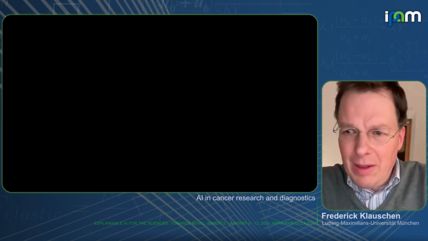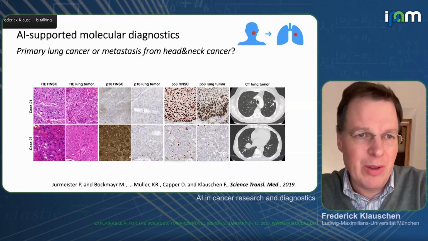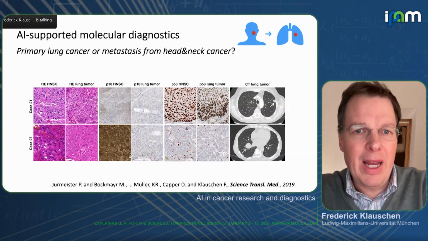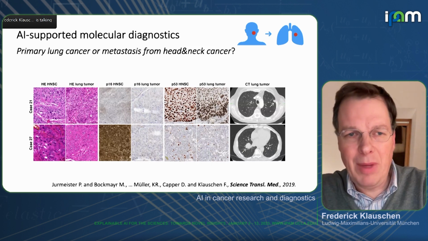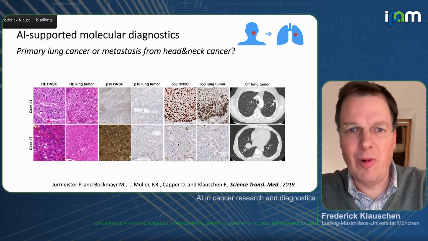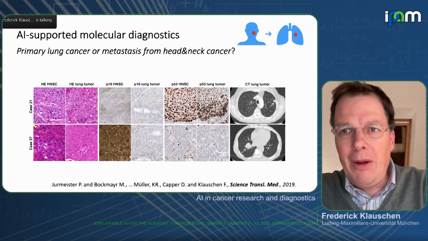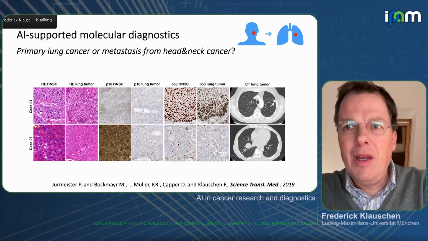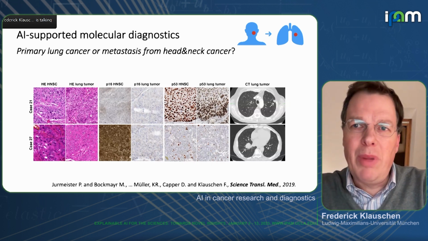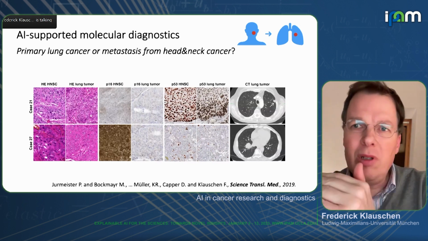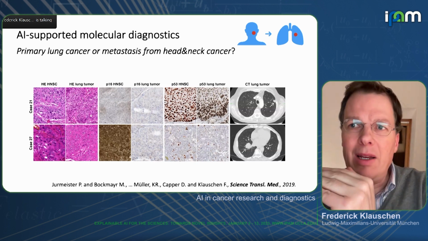So now, in the last part of my talk, I'd like to move away from the pure image-based analysis of AI, which is, of course, one of the major domains in pathology, to molecular analysis. As I mentioned initially, we are more and more relying on molecular analyses in diagnostics. And here is an example where we were wondering, can we differentiate between patients who have a cancer in the head and neck region and a simultaneous or metachronous lung tumor?